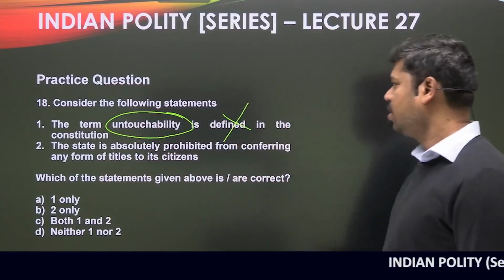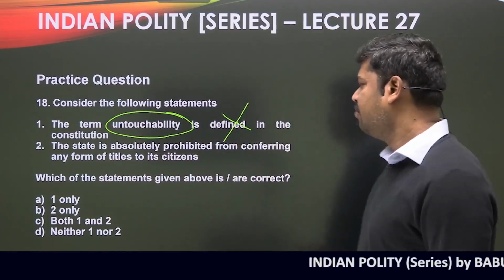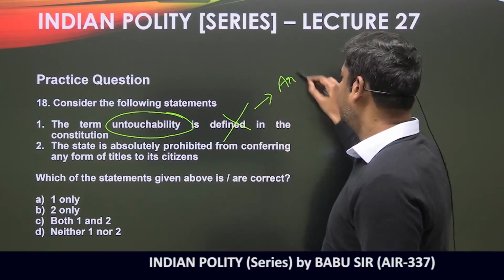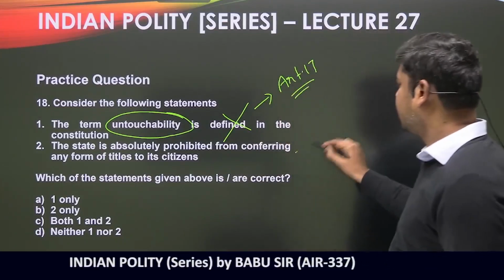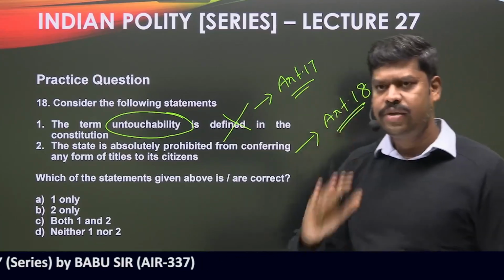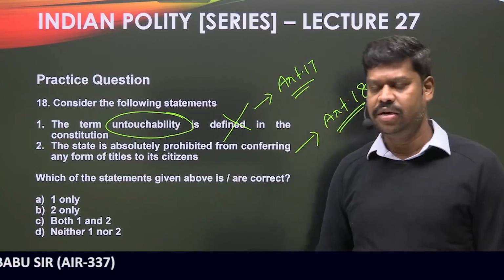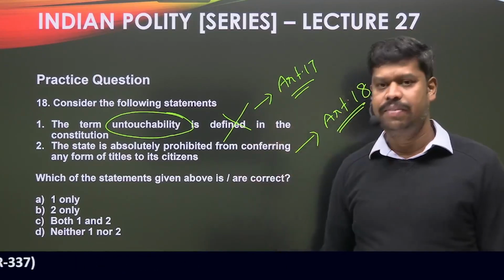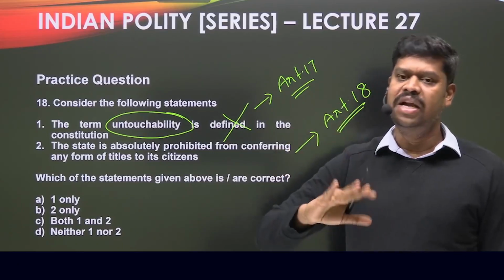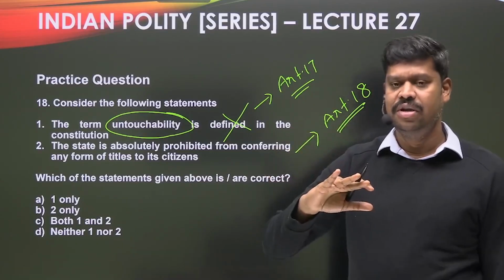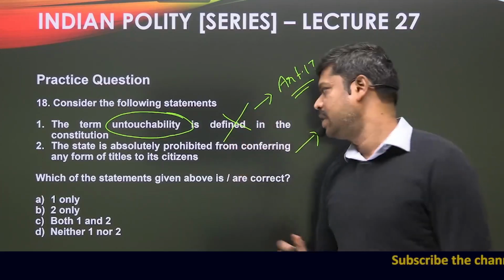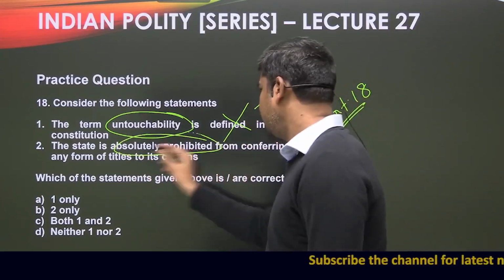The state is absolutely prohibited from conferring any form of titles to its citizens. Untouchability is dealt with in Article 17 of the Constitution. Titles are dealt with under Article 18. While Article 18 prohibits the state from conferring any title, it doesn't mean that no title can be conferred. There are a few exceptions to this. What are the exceptions? The exceptions include military and academic titles. The state can confer military and academic titles, but apart from these, no other form of titles can be conferred. But to say absolutely prohibited would be wrong.